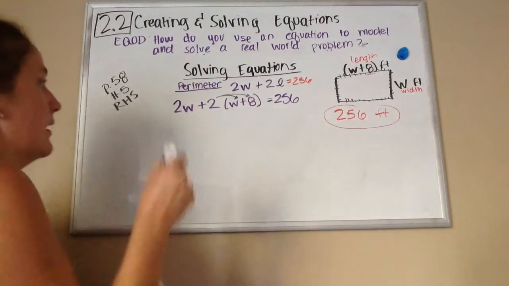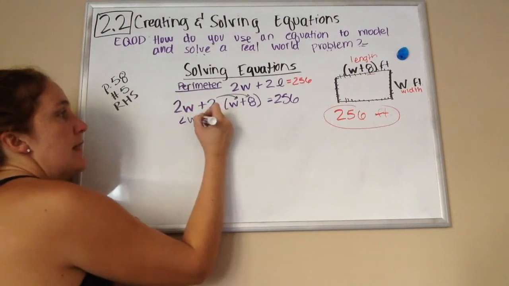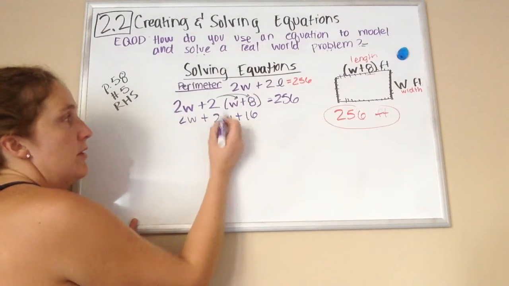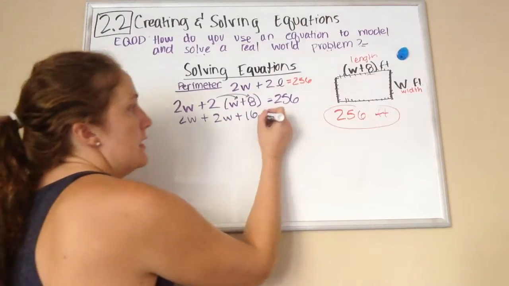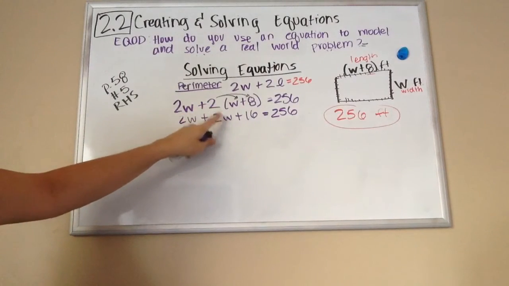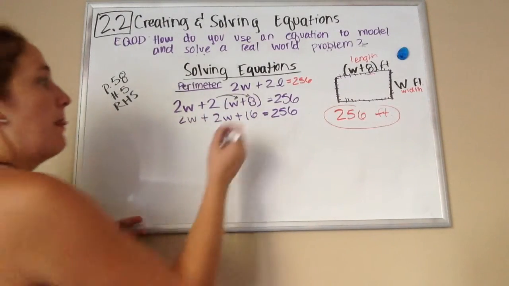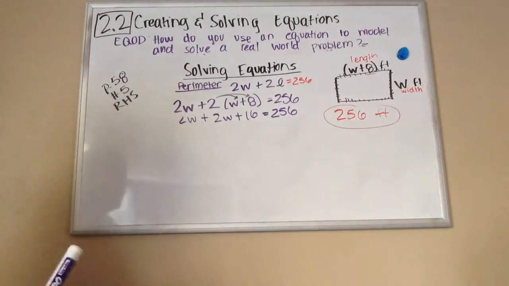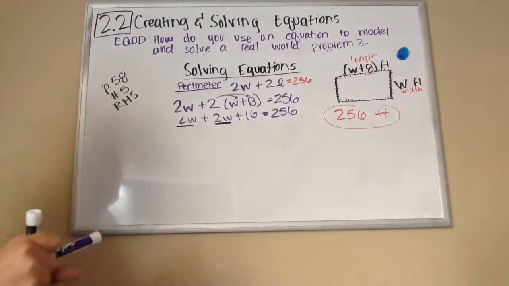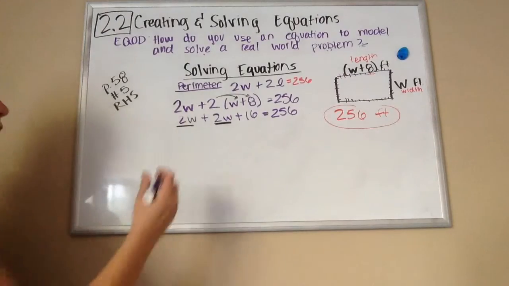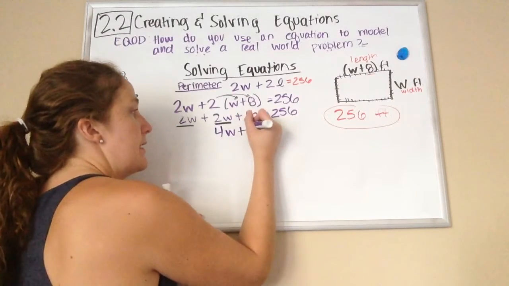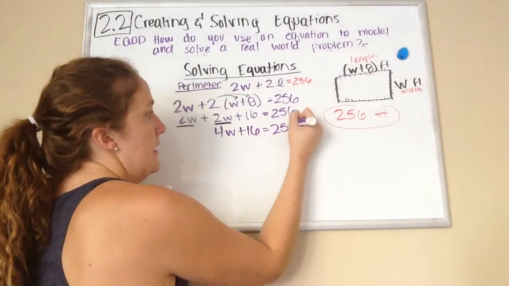And we will get 2W plus 2W plus 16. So 2 times W is 2W, and 2 times 8 is 16, is equal to 256. Right, so 2 times W, got the 2W. 2 times 8, got the 16. Okay. And we've got to combine like terms. So we've got all of our W's. We're going to add them together. We have 2 W's here and 2 W's there. When we add them, we get 4W plus 16 is equal to 256.